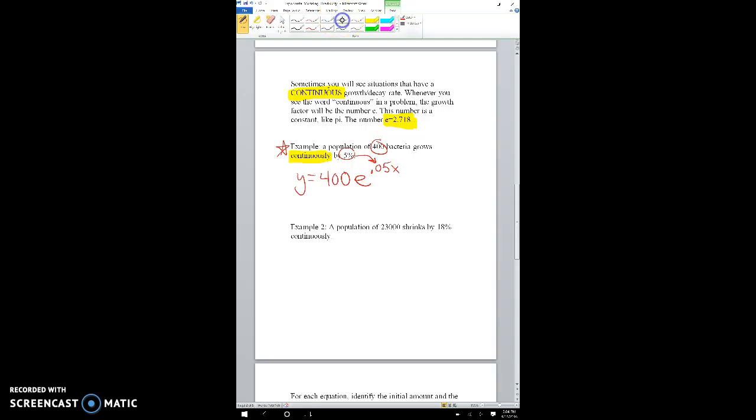For example 2 down here, a population of 23,000 shrinks by 18% continuously. Again, initial amount is 23,000. I see the word continuously, so I know that I'm going to use a base of E. So here with continuous decay, if it's shrinking, you just put a negative sign in the exponent, and then you make it 18%, 0.18. So in some ways, when you see the word continuously, it's actually easier to write the equation. You just put E, and then you translate the percentage change directly into the exponent.